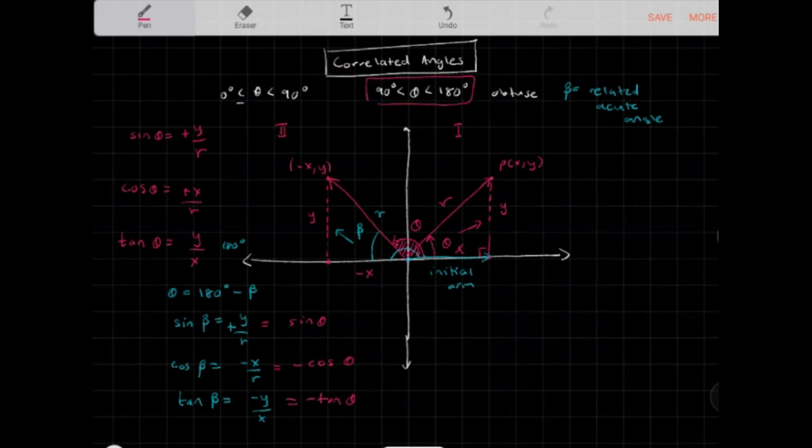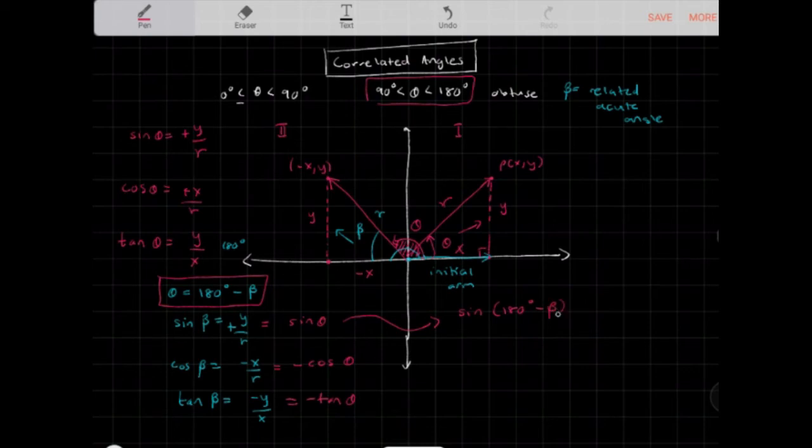Well, we know that theta is equal to 180 minus beta. So this infers that because sine beta is equal to sine theta, because they're both equal to positive y over r, this implies that instead of writing sine theta, I'm going to write sine of 180 minus beta.